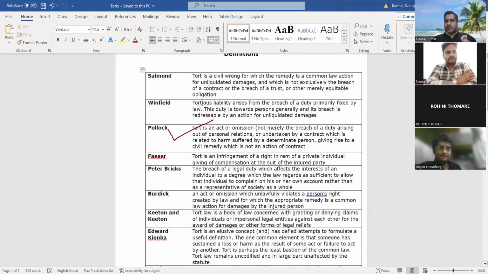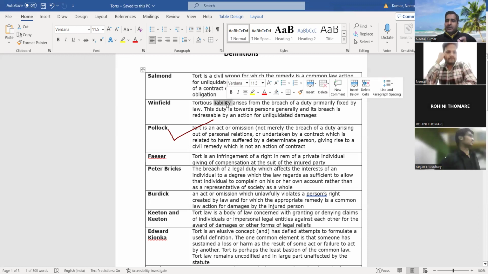Some civil wrong happened. Because of that, there is a liability that arises from the breach of duty primarily fixed by the law. This duty is towards persons generally, and its breach is redressable by an action of, again, see, Salmon and Philippi. Both are the same. They just put words here and there. The meaning is the same. Something not so good happened by person A to person B, and there is a damage. If there is a damage, then there is a remedy.